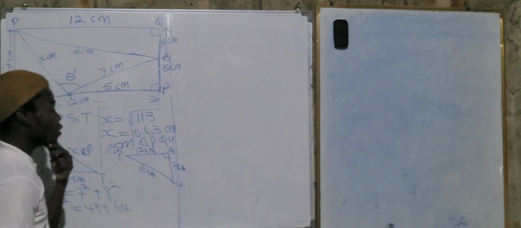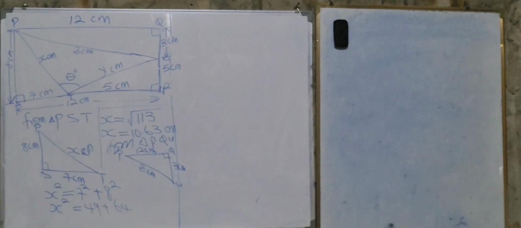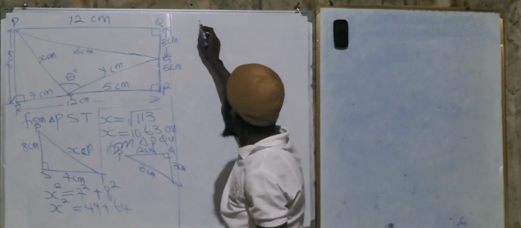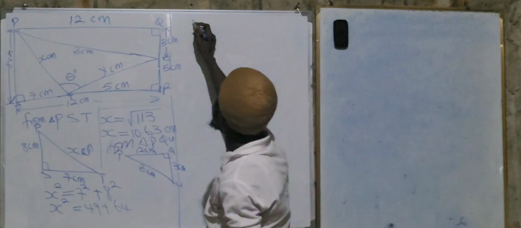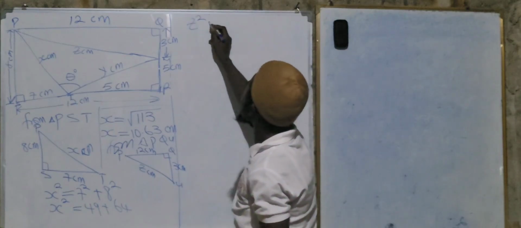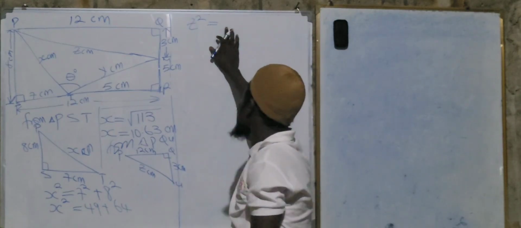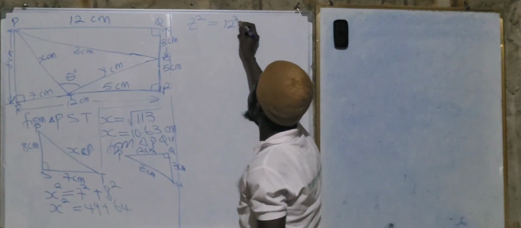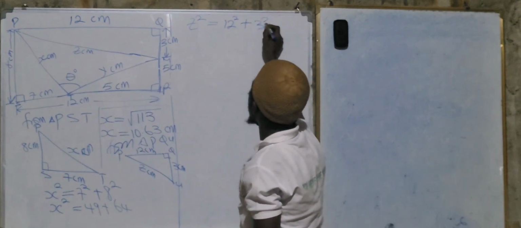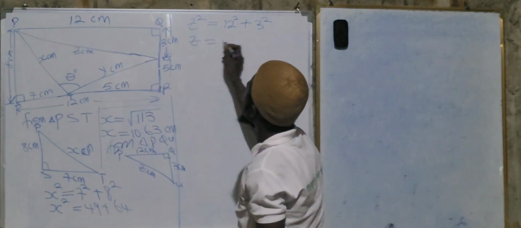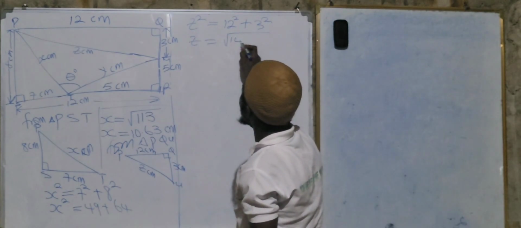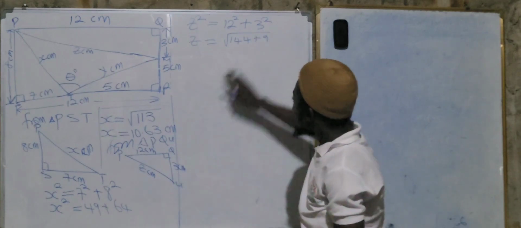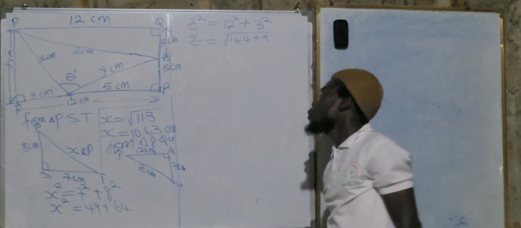Let's solve the problem now. Square of the hypotenuse is equal to the sum of the squares of the two remaining sides, right? What is the hypotenuse here? Z, right? Z square is equal to the sum of squares of the two remaining sides. Which one do you want us to start with? Anyone. You can say 12 square plus 3 square. And Z is now equal to the square root of 144 plus 9. Are we okay? So what is the square root of this? What do you have now?